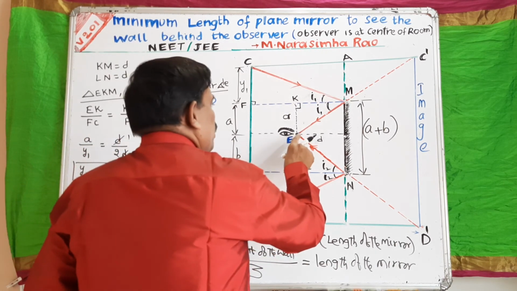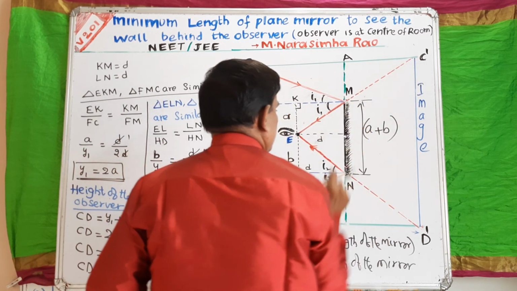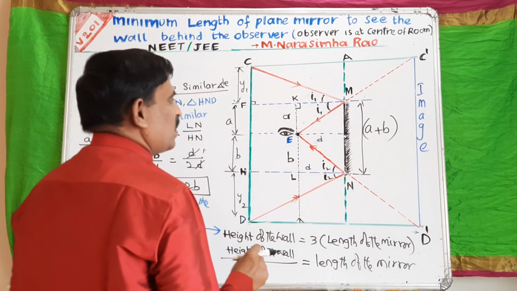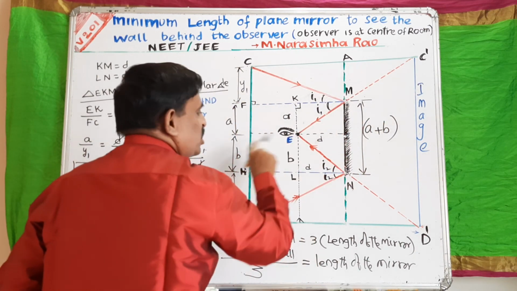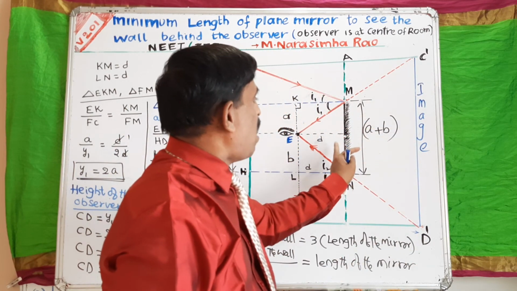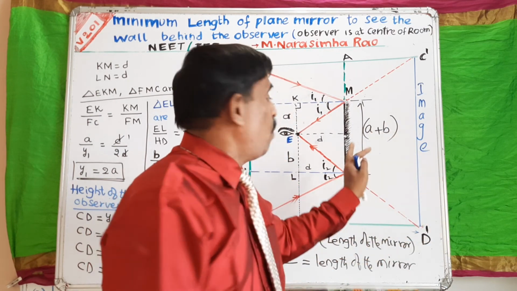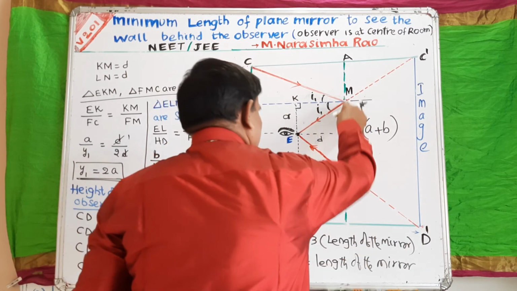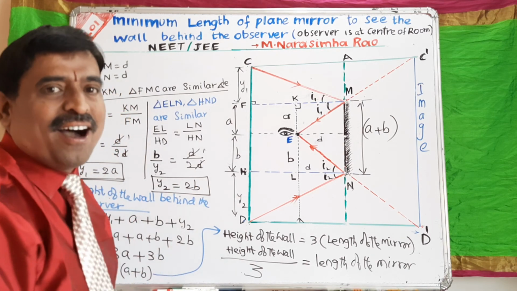Now, if you extend this reflected light ray, it will meet at C dash. If you extend this light ray, it will meet at D dash. We are thinking the light rays are coming from C dash and D dash. The final image is a virtual image, formed behind the mirror. Erect image. We can see the image, but we cannot catch it on the screen. Now, the length of the mirror is equal to 1/3 of the height of the wall. Thank you.